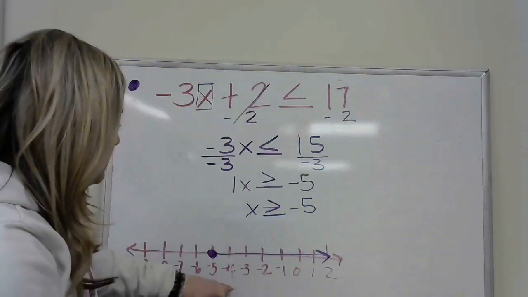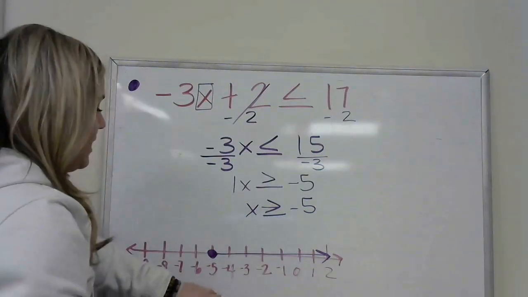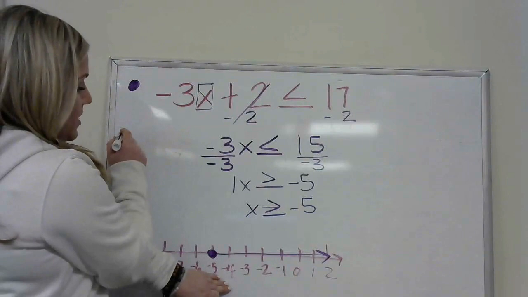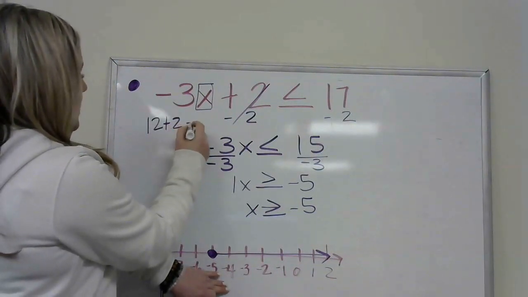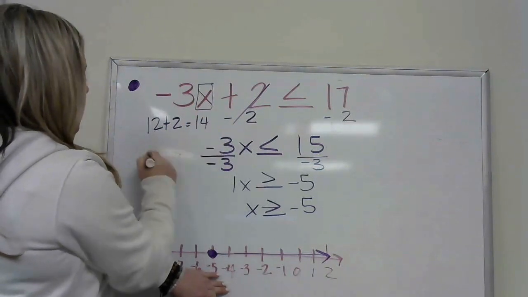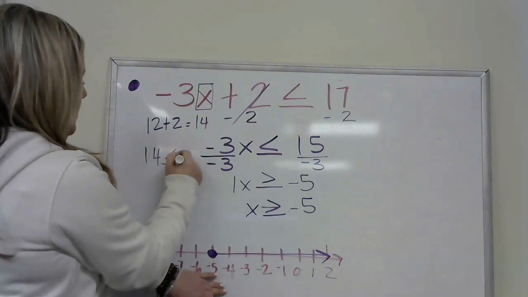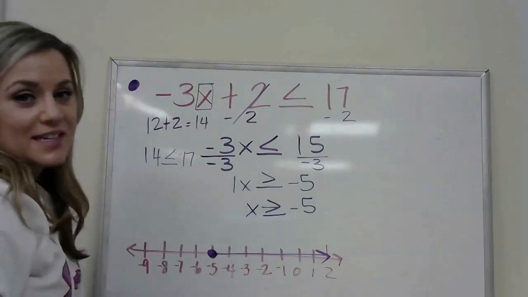So negative 3 times negative 4 is going to be positive 12, and 12 plus 2 is 14. And we know that 14 is less than 17.